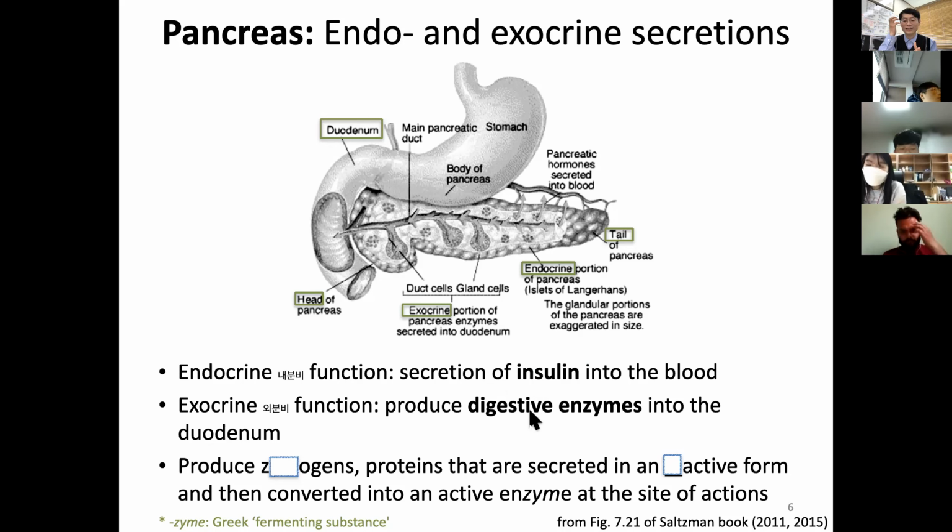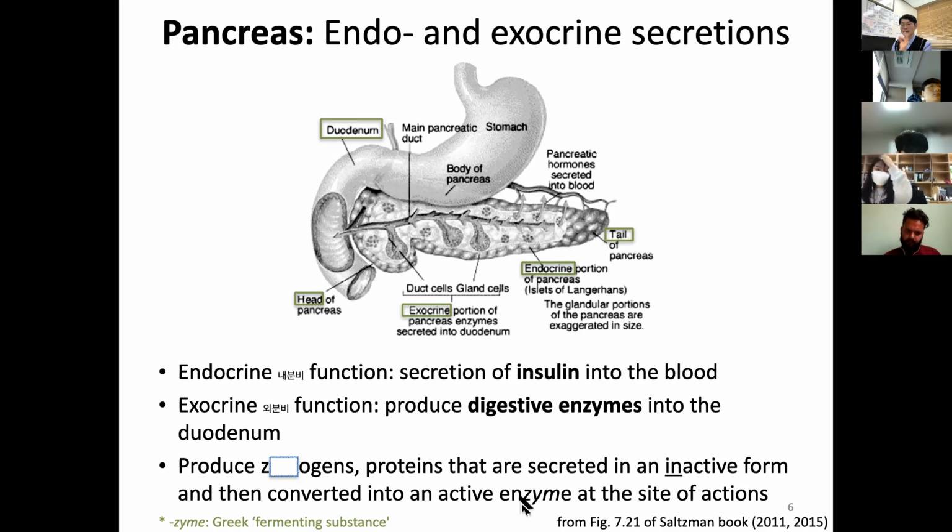Why does this enzyme not digest your pancreas from the beginning? Because they produce this zymogen, a protein secreted, yeah, this is a trick. We secrete an inactive form, and then it converts into an active enzyme at the site of action, like the environment inside the duodenum, where it will be an activated enzyme.